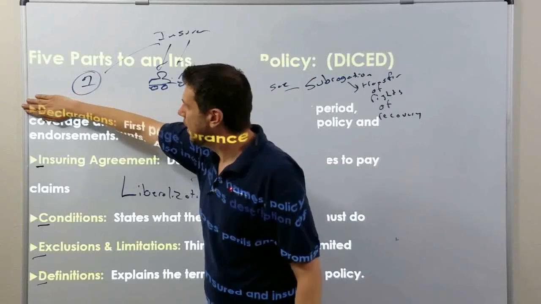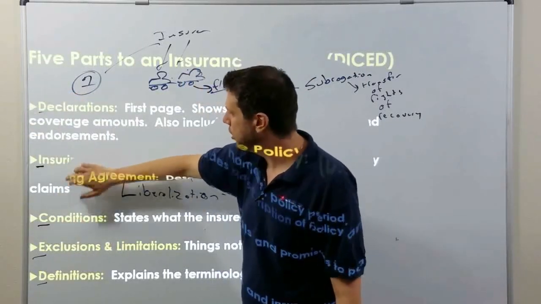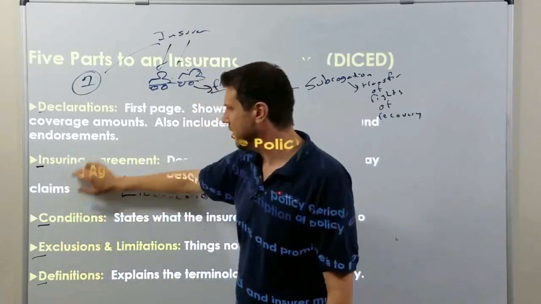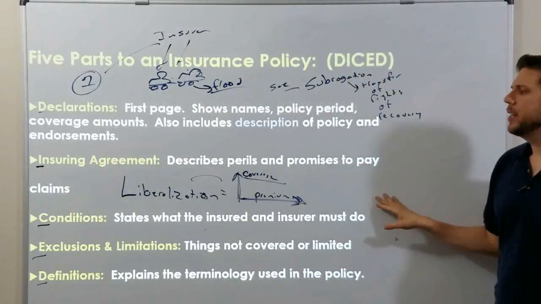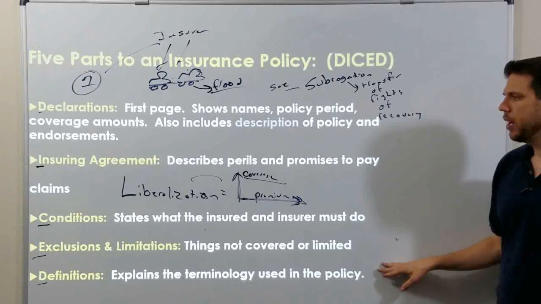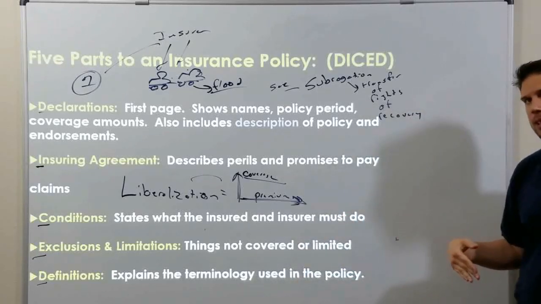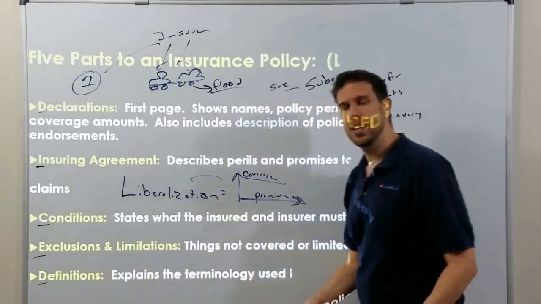Then here's a very difficult one. Declarations page is not an option. Do not pick that. That's not an option. Your 4 answers are insuring agreement, conditions, exclusions, definitions. These are your 4 options. Where can you find a description of an insured in the policy? And the answer is in the definitions portion.